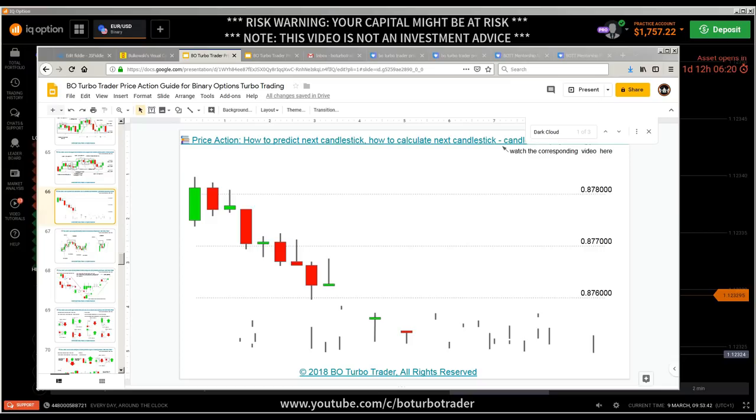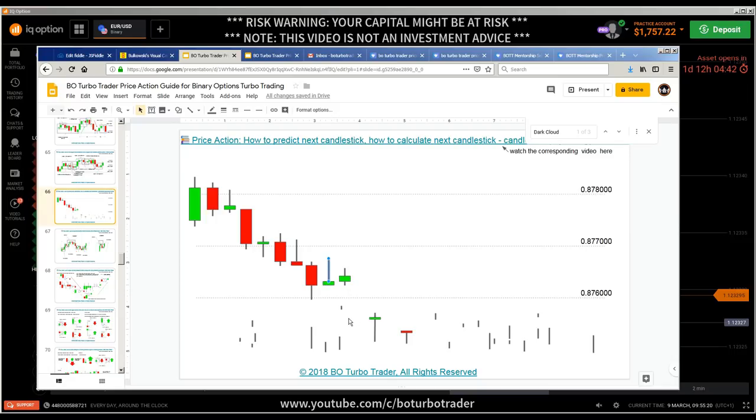And the next candle was this. So the next candle was this. And after this, I entered into a call on the next candle, because this candle showed me with this wick that we have here some kind of support level, that we are going into a reversal.